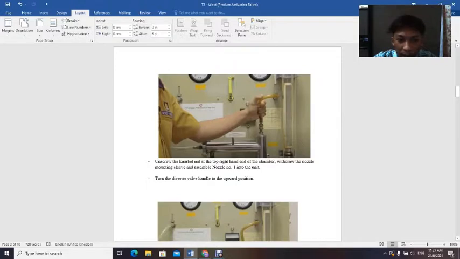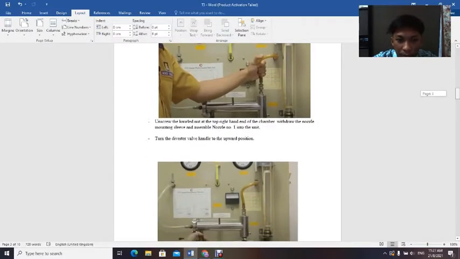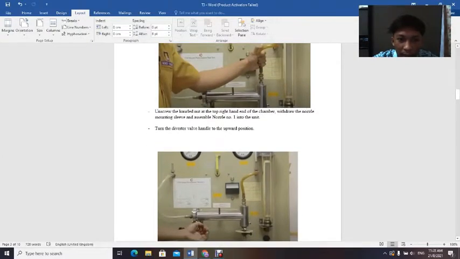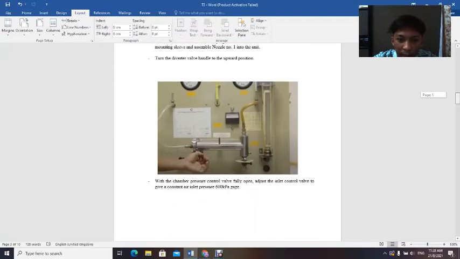Next, unscrew the null nut at the top right hand end of the chamber. Withdraw the nozzle mounting sleeve and assemble nozzle number 1 into the unit. Next, turn the diverter valve handle to the upward position. And then, with the chamber pressure control valve fully open, adjust the inlet control valve to give a constant air inlet pressure 600 kPa gauge.